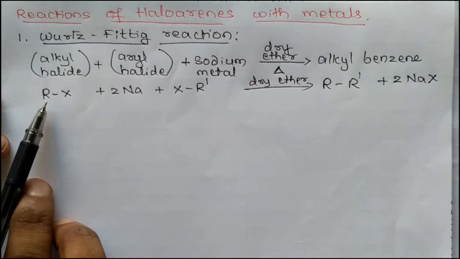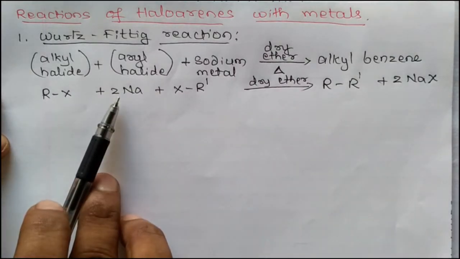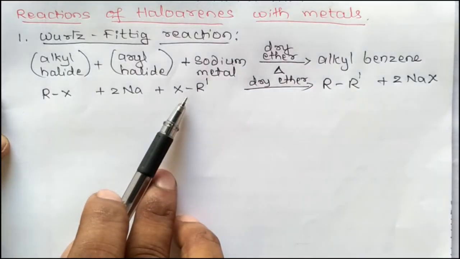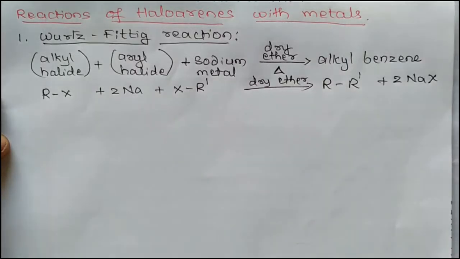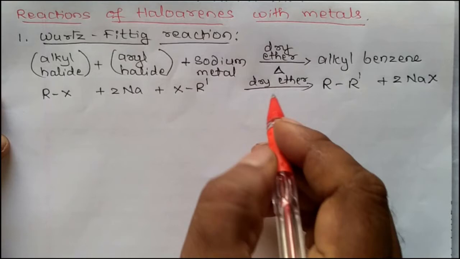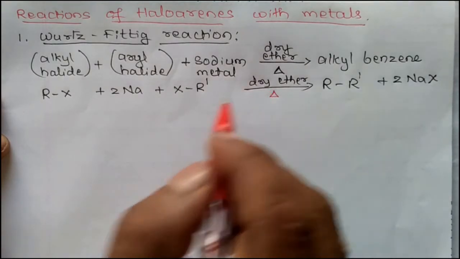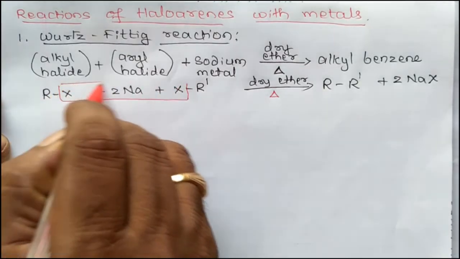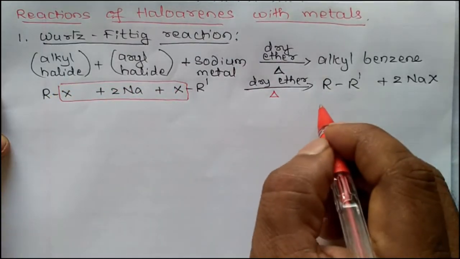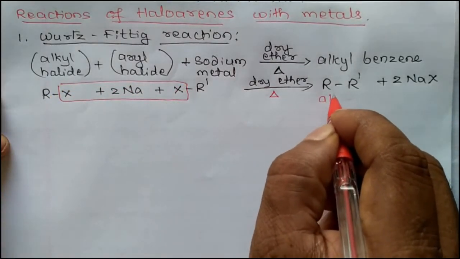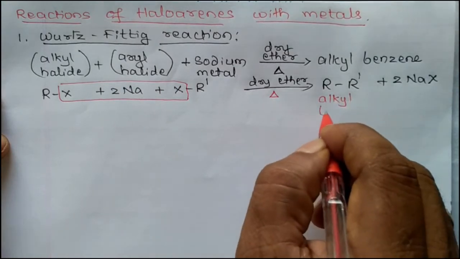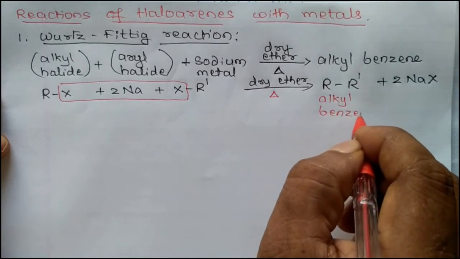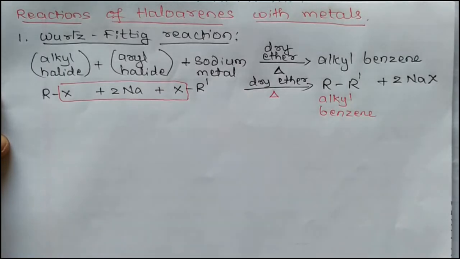In general, alkyl halide is represented by RX. I will write sodium metal here. Then this represents aryl halide. Just heat it in the presence of dry ethereal solution or dry ether, eliminating a molecule of sodium halide. You are going to get alkyl benzene. This reaction is known as the Wurtz-Fittig reaction.